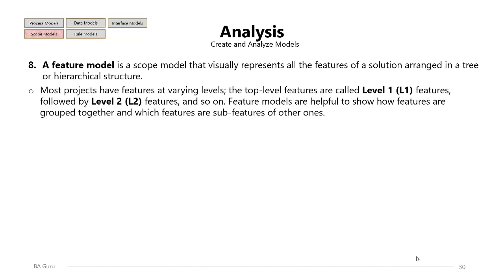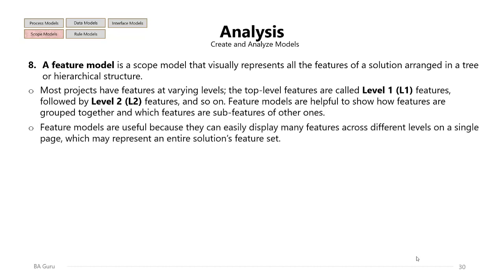Most projects have features at varying levels. The top level features are called level 1 or L1 features, followed by level 2 or L2 features, and so on. Feature models are helpful to show how features are grouped together and which features are sub-features of other ones. So it will show the connection between the different features of a product.